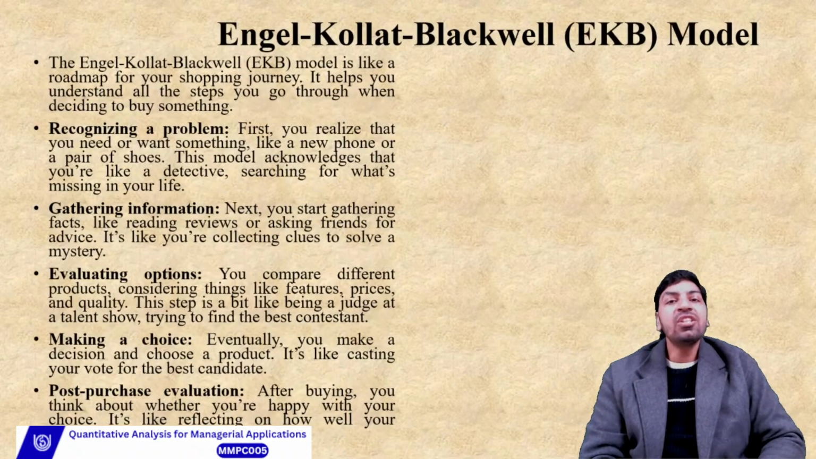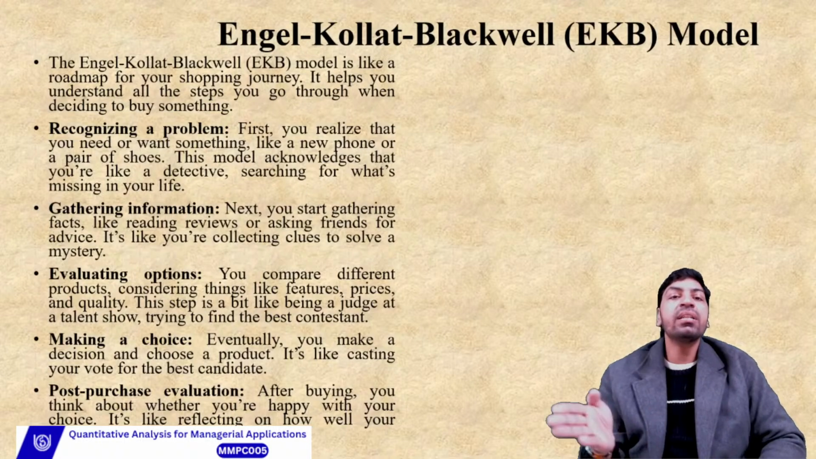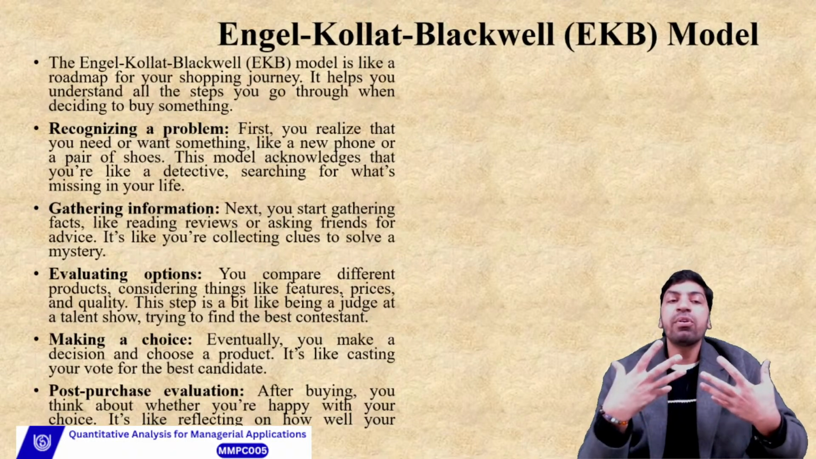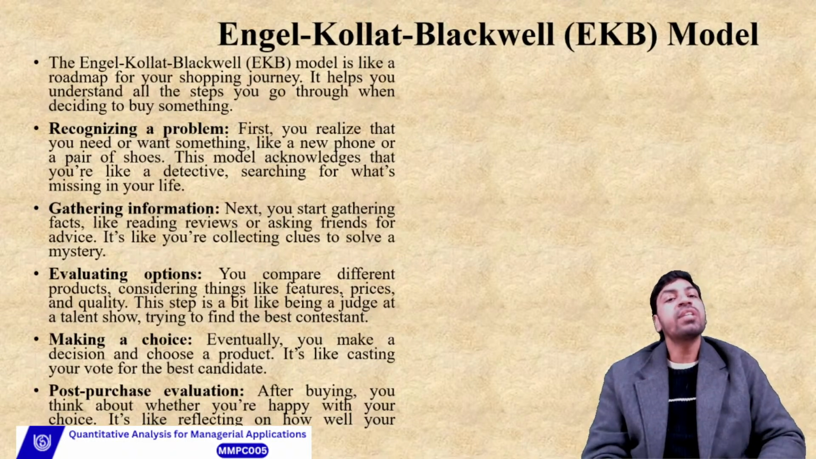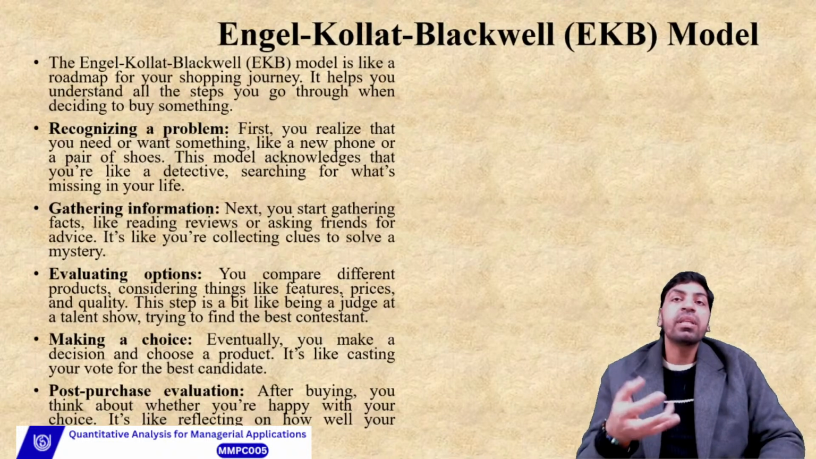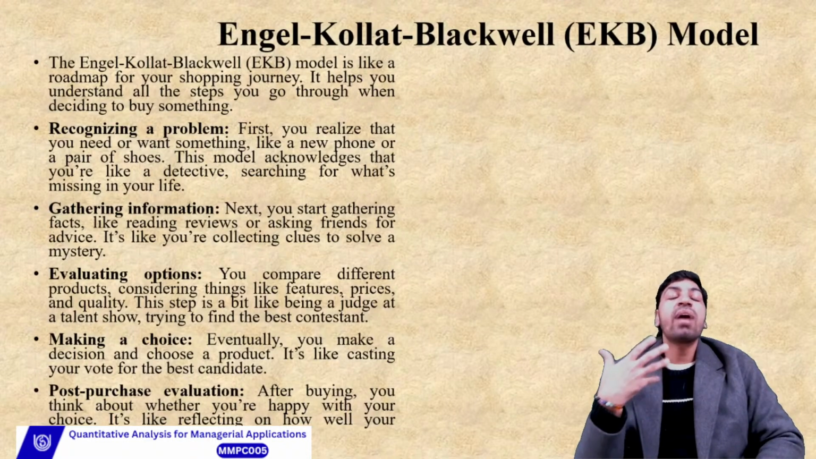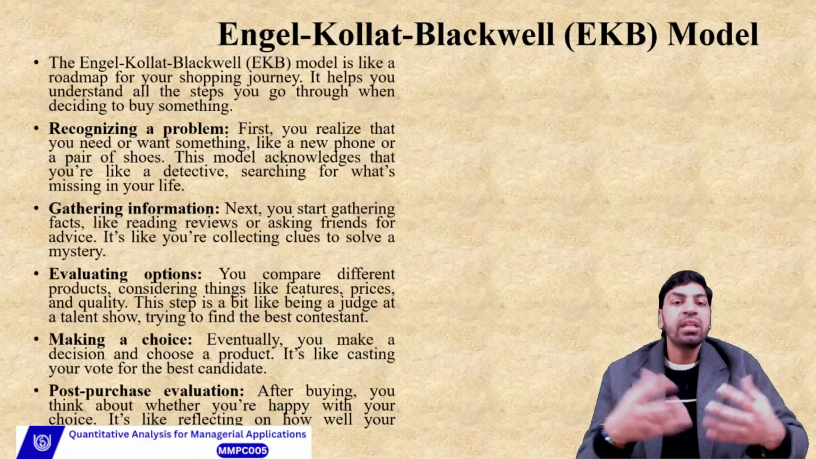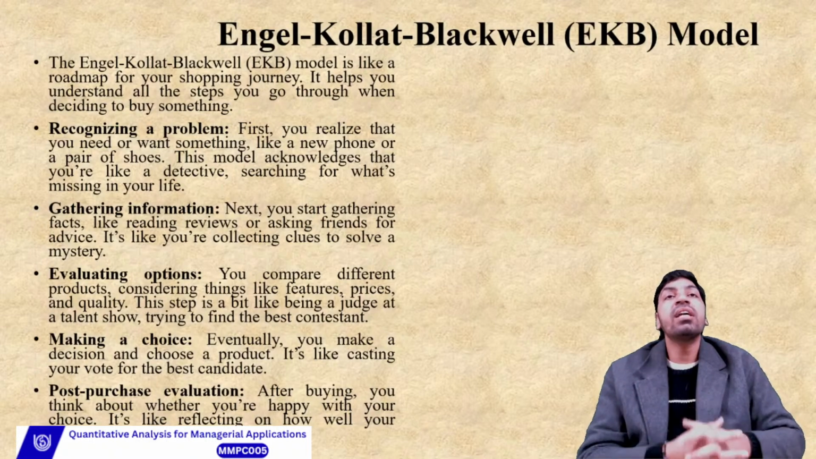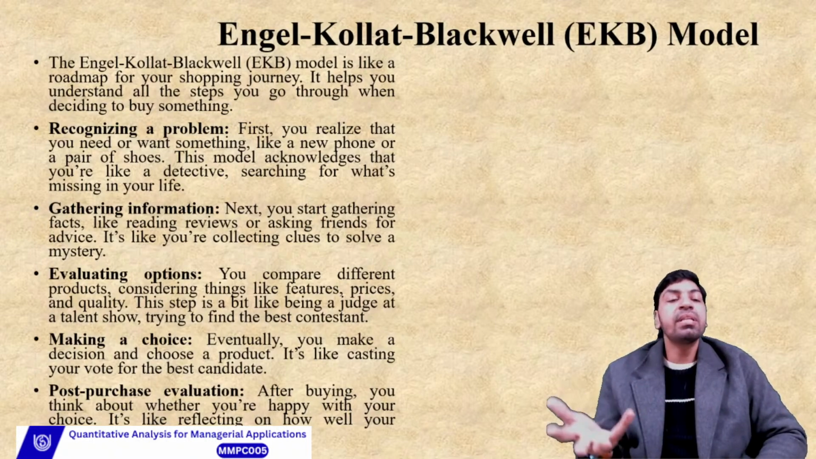The next one is the Engel Kollat Blackwell model. The Engel Kollat Blackwell model is like a roadmap for your shopping journey. It will give you each and every step in deciding to buy a product of any company. First is to recognize a problem: if you need something, you want something, you need to identify what you actually want. Just acknowledge that you are a detective, and you have to identify your need and want, which is actually missing in your life.